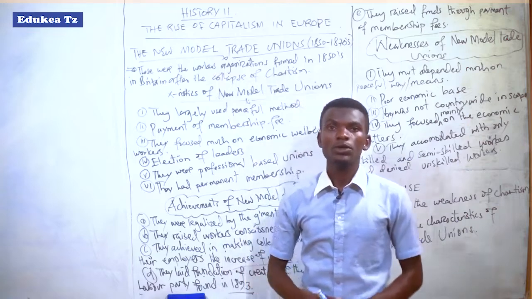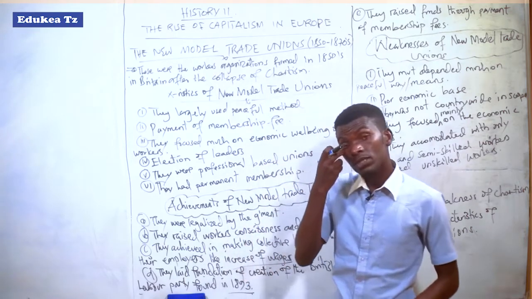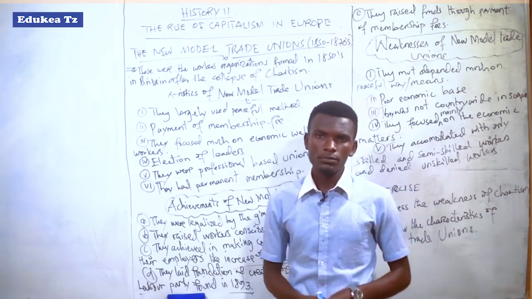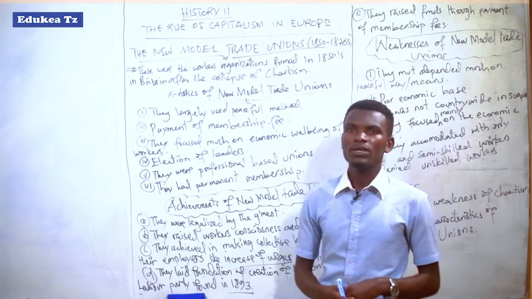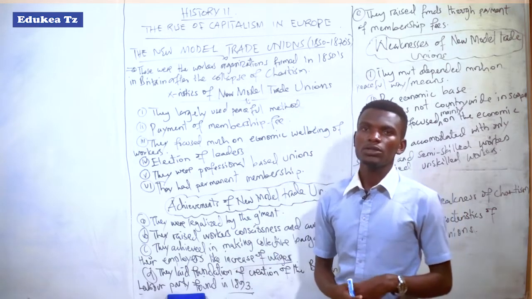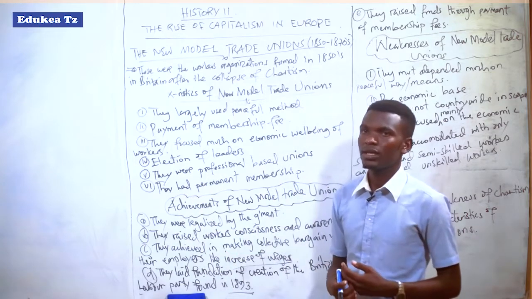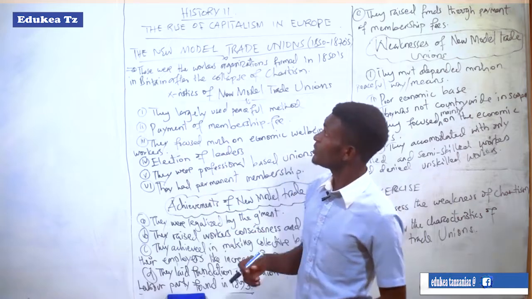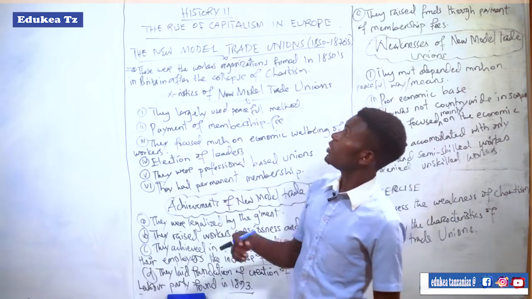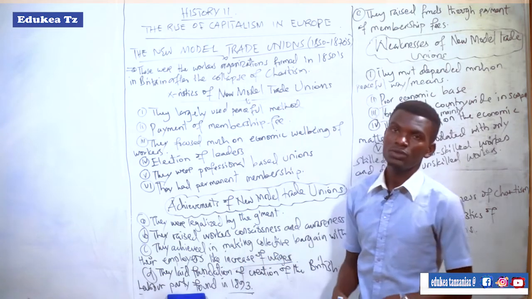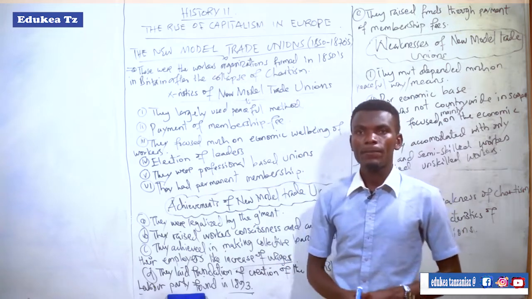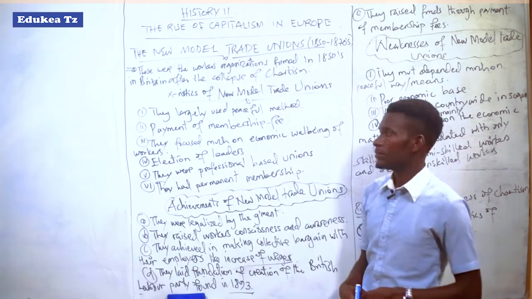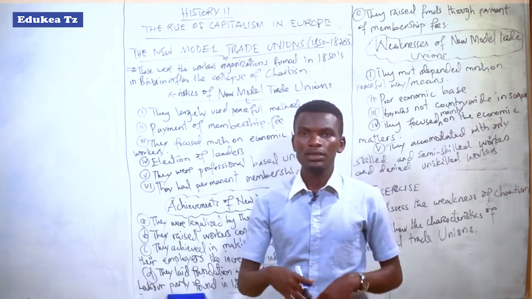It means that the new model trade unions were organizations formed by the workers in the 1850s after the collapse of Chartism. Various basic professions in Britain came up and organized to establish those organizations for demanding their economic rights. These unions were largely based on industrial unionism rather than on cottage unionism, as Chartism and Luddism did.